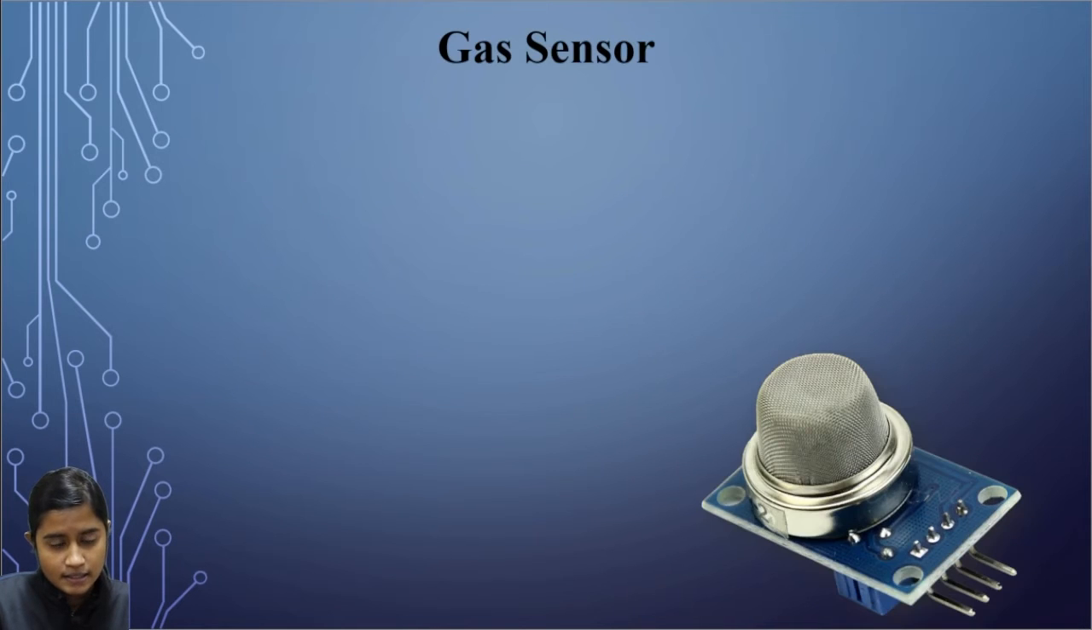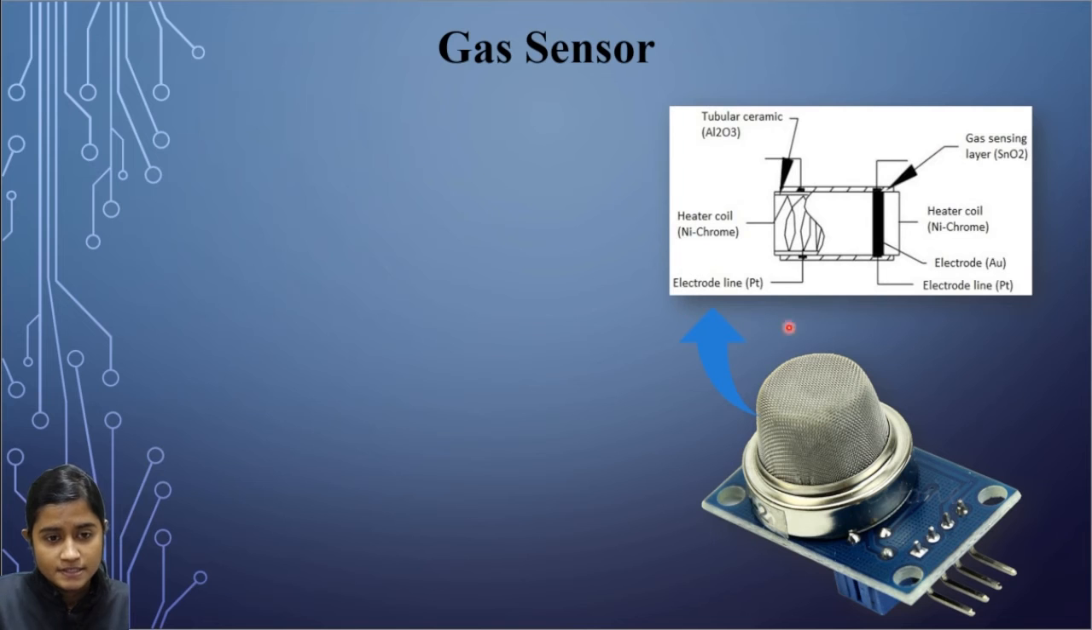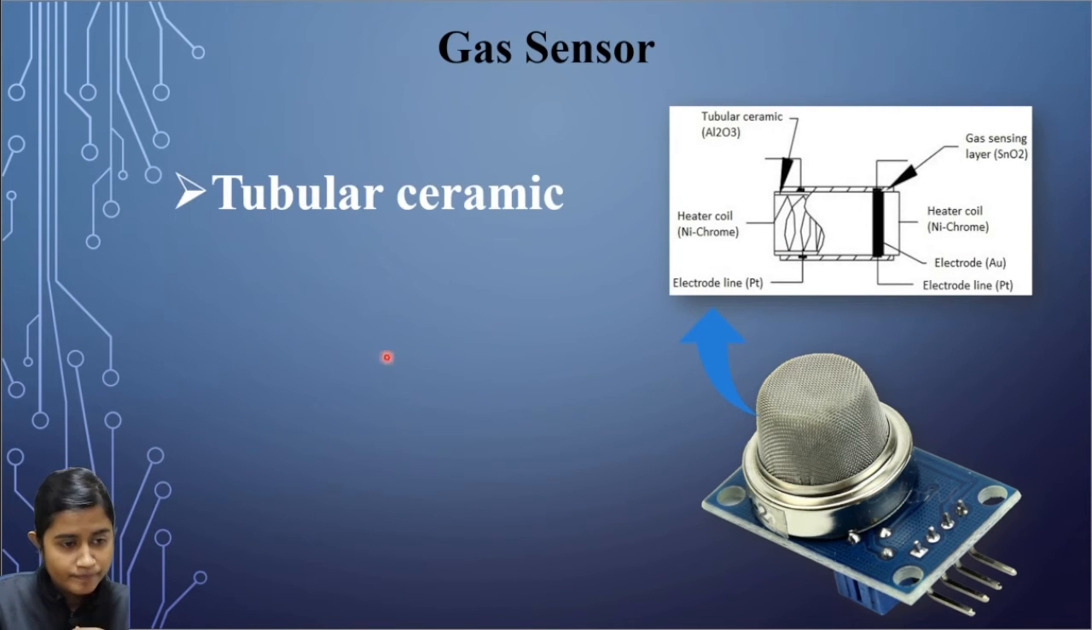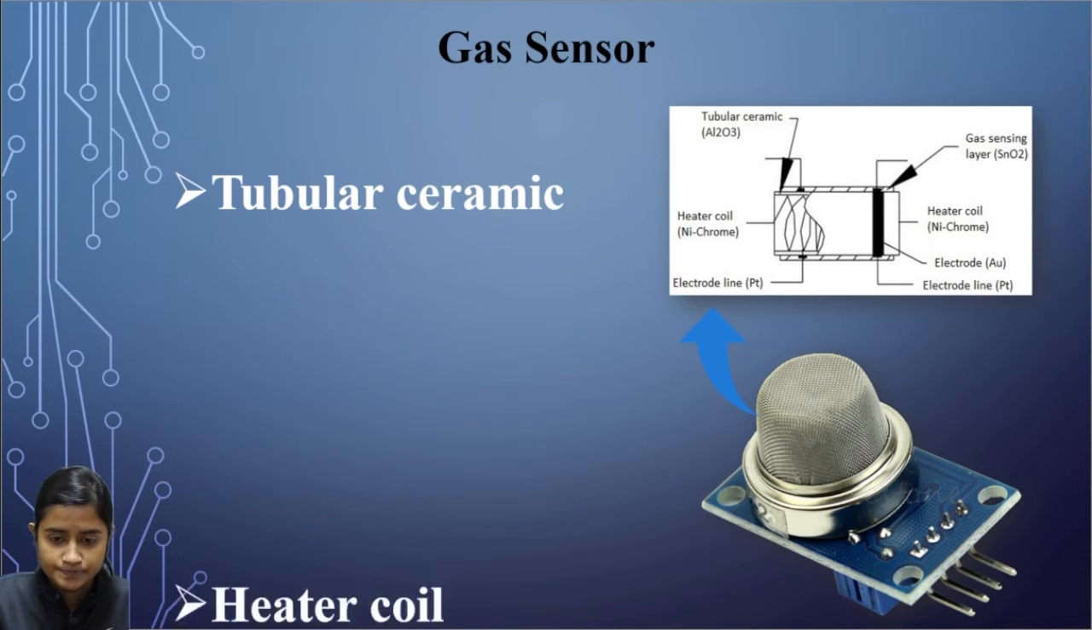Gas sensor. This is the gas sensor and this is the internal part of the gas sensor. Tubular ceramic. In between the heater coil and gas sensing layer, the tubular ceramic exists, which is made up of aluminum oxide. As it has a high melting point, it helps in maintaining the burn of the sensing layer, which gives high sensitivity for the sensing layer to get efficient output current.